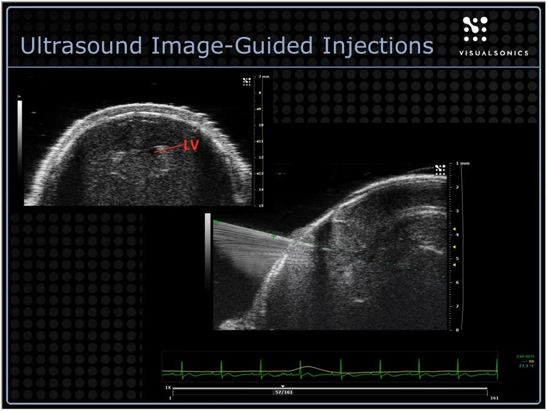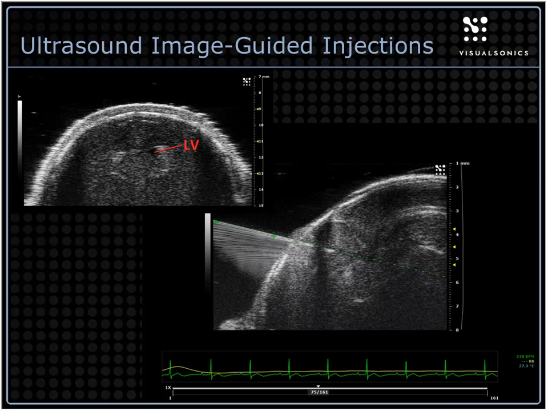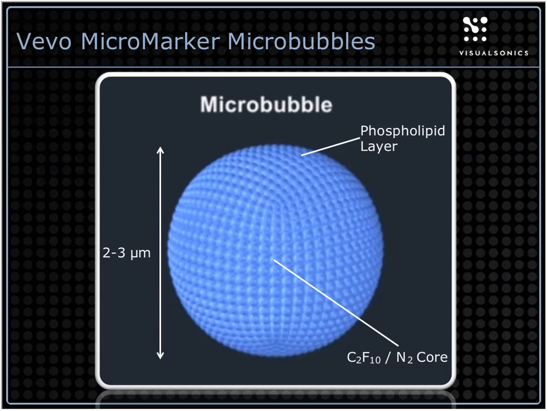Now, regular ultrasound imaging is great to pick out anatomical detail, but sometimes we need to enhance the contrast, and one way of doing that is to use a microbubble. This is a 2 to 3 micron size bubble with a phospholipid layer and a gas core, and these bubbles oscillate when they're hit with ultrasound, and they give us a very, very strong signal that we're able to distinguish from the background regular ultrasound signal.